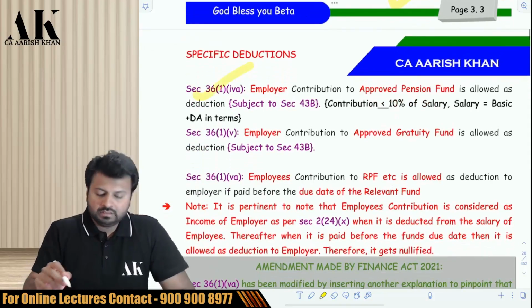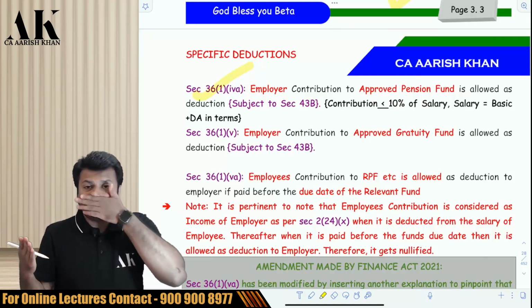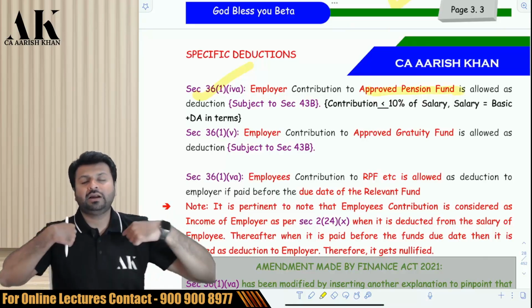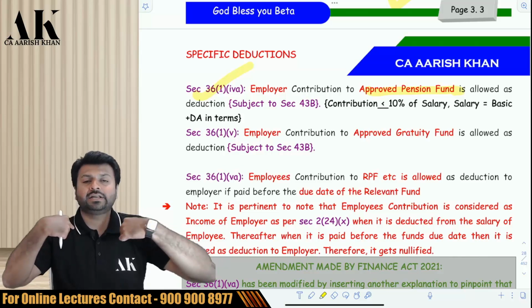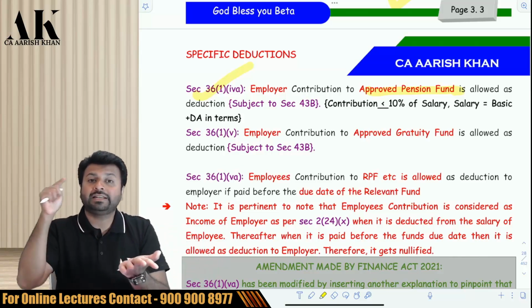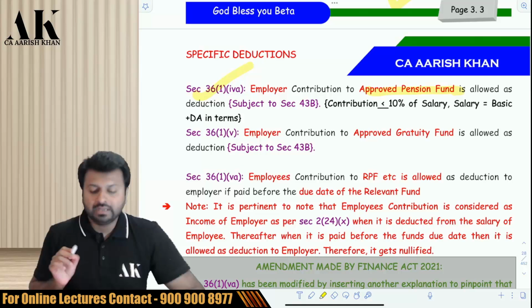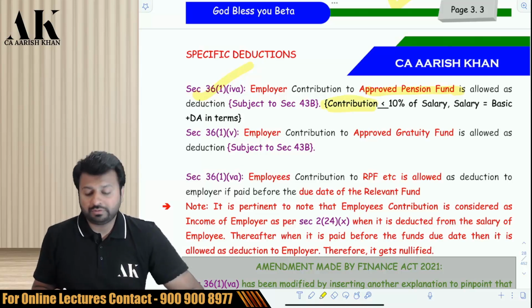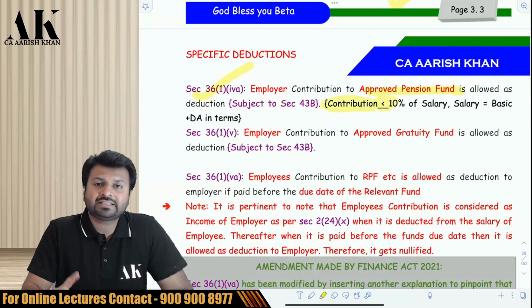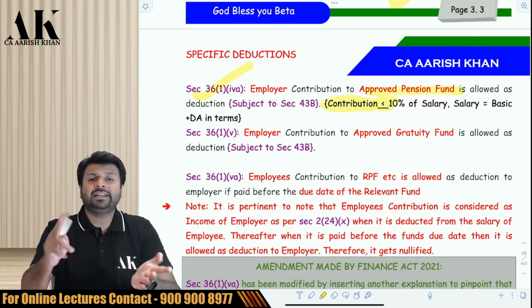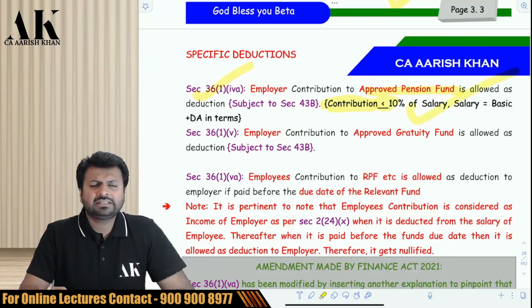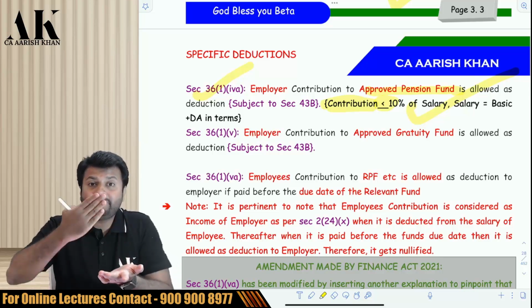Second, if the employer makes a contribution to employees' approved pension fund, then it shall be allowed as deduction to the employer and subject to 43B. But there is one threshold also over here, that the contribution should be less than or equal to 10% of salary, and the salary over here means basic salary and DA terms. It means here there is another restriction, that is the restriction of maximum contribution.